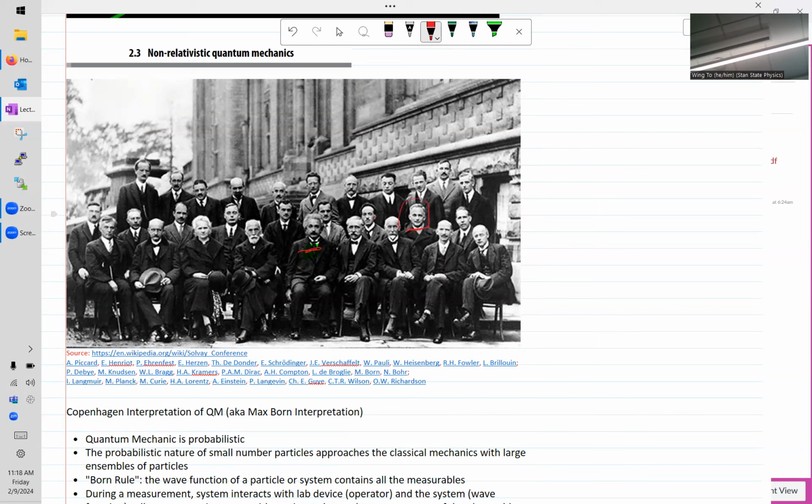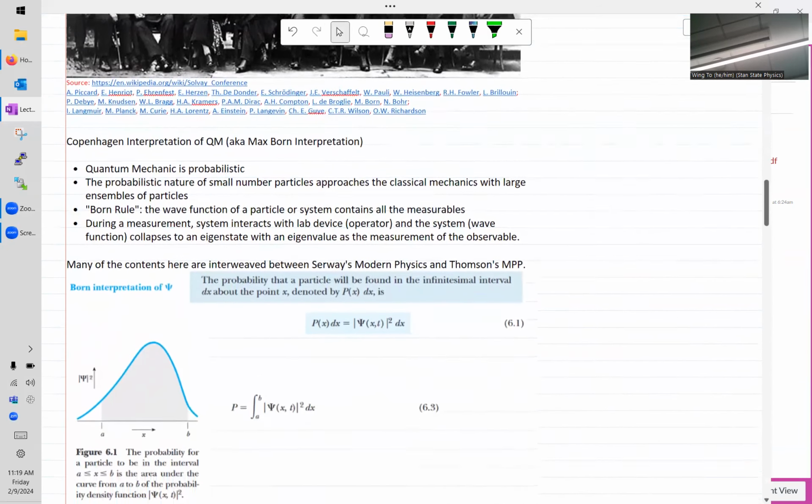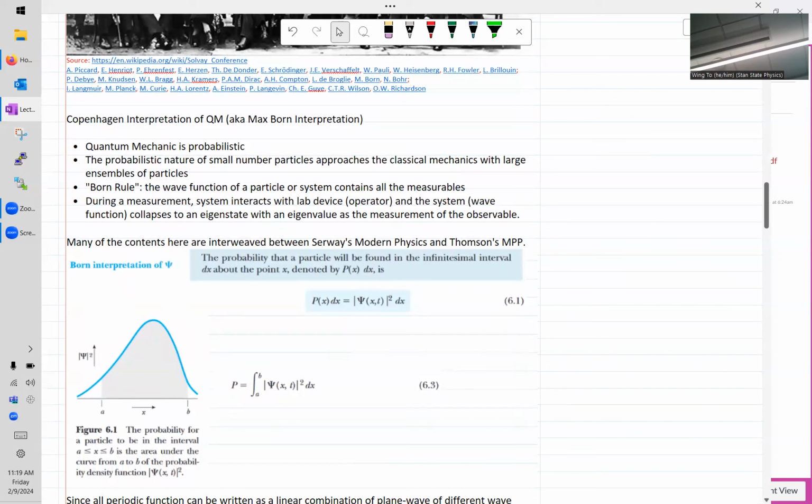His name is Max Born, and we're going to use the Max Born interpretation, actually known as the Copenhagen interpretation, because that's where he worked, the city where he worked, on quantum mechanics. Okay, and let's just state what the Copenhagen interpretation of quantum mechanics is about.